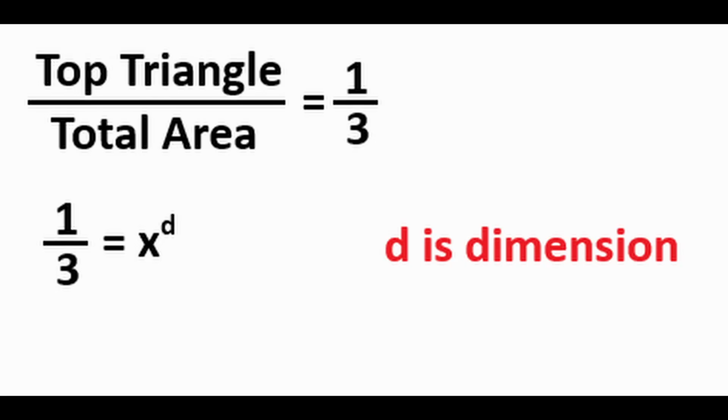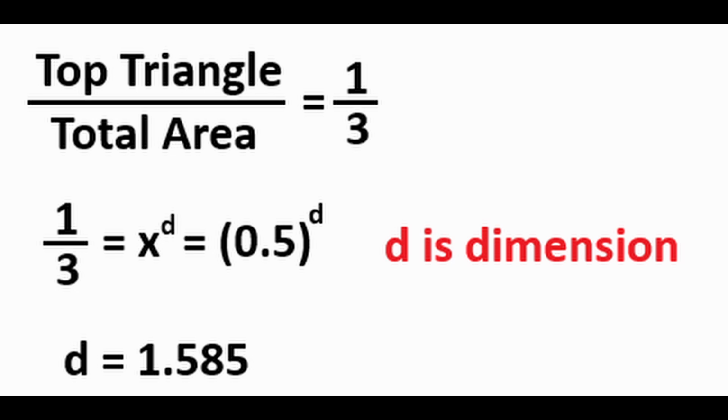So our assumption that the fractal would scale like a 2-dimensional object is wrong. We'll need to figure out the scaling. The top triangle's area equals the scaling factor x raised to the unknown dimension of the fractal d. We have enough information that we can solve for the fractal dimension d, which is just 1/3 is equal to 0.5 to the power of d. And that gives us that the dimension d is equal to 1.585. The fractal scales like having a dimension of 1.585, whatever that is.